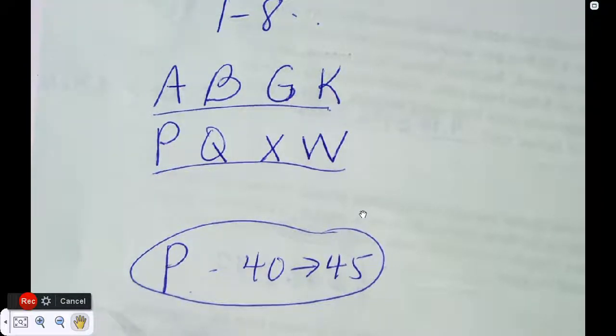Take 1 through 8 and take these. Now there's a problem on card P. On card P, you need to mark out the 40 and change it to 45. So 1 through 8, A, B, G, K, P, Q, X, W, and match them up.